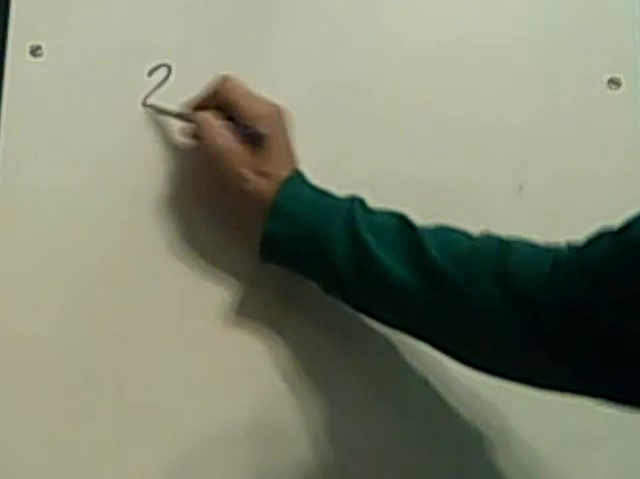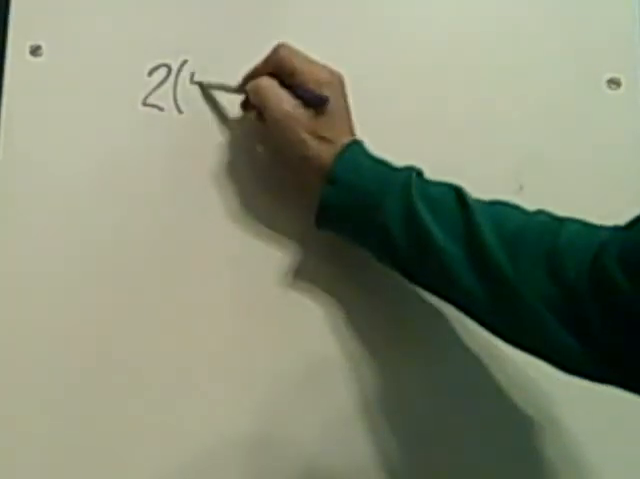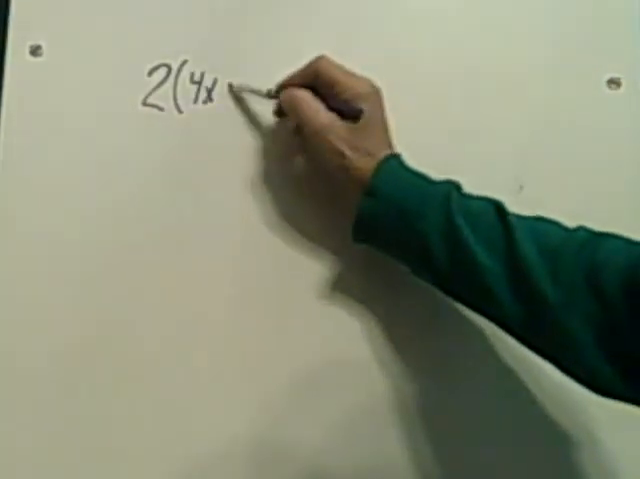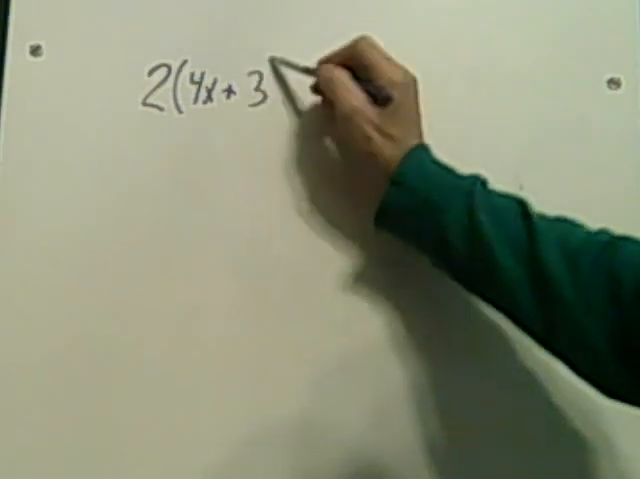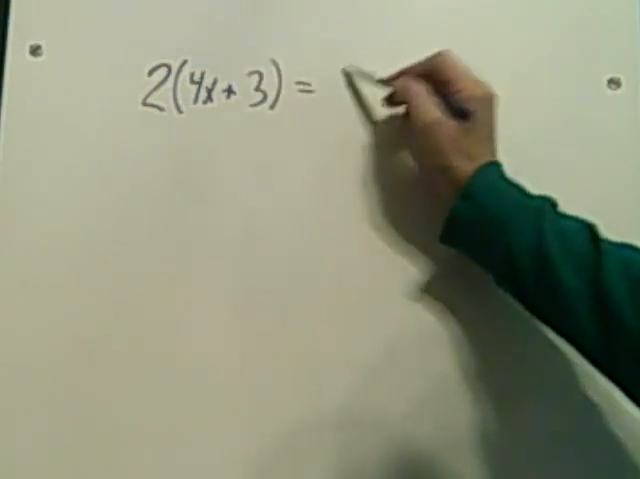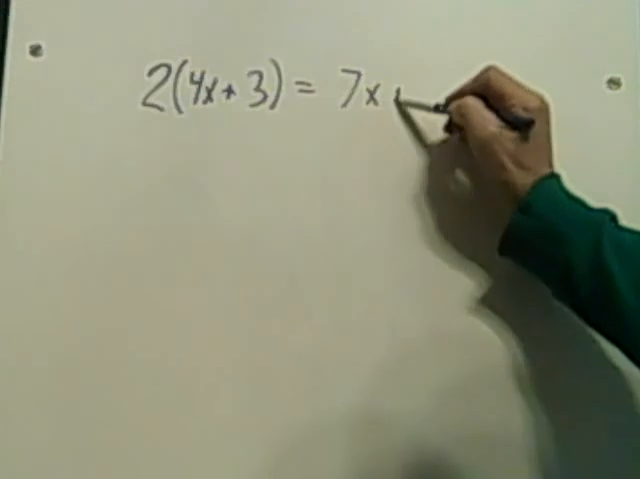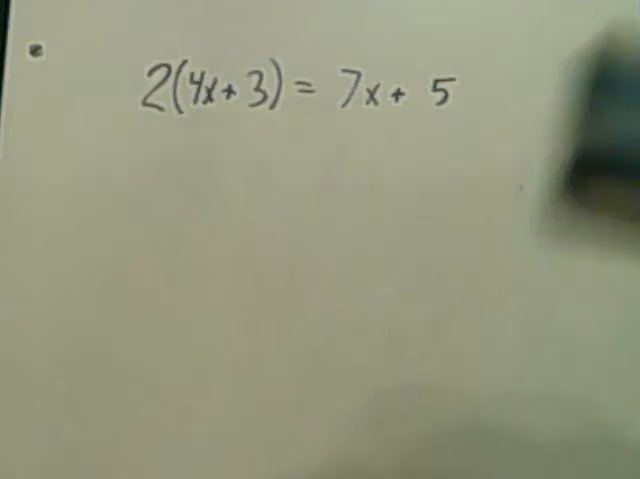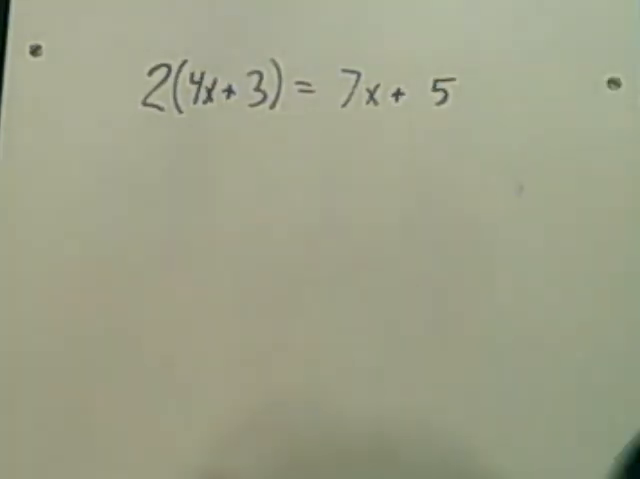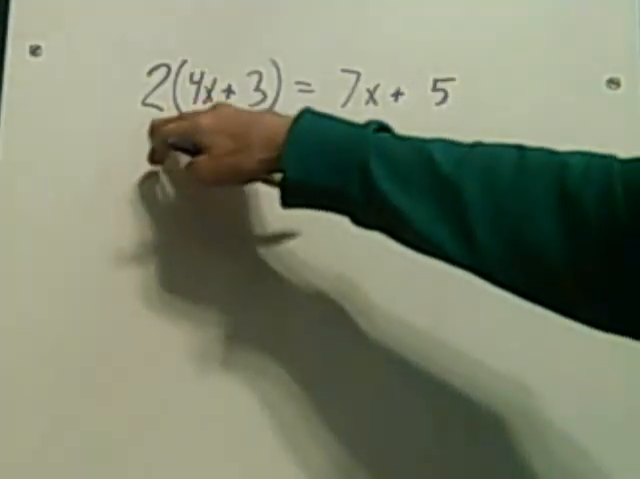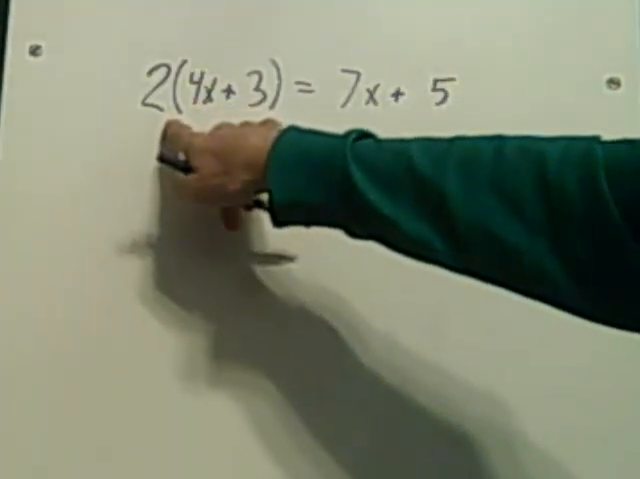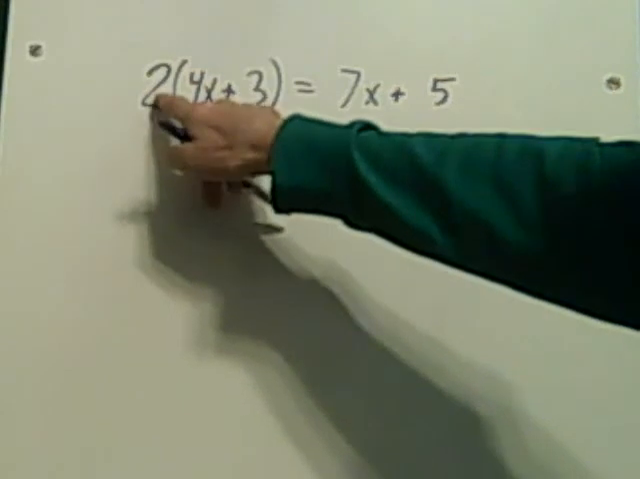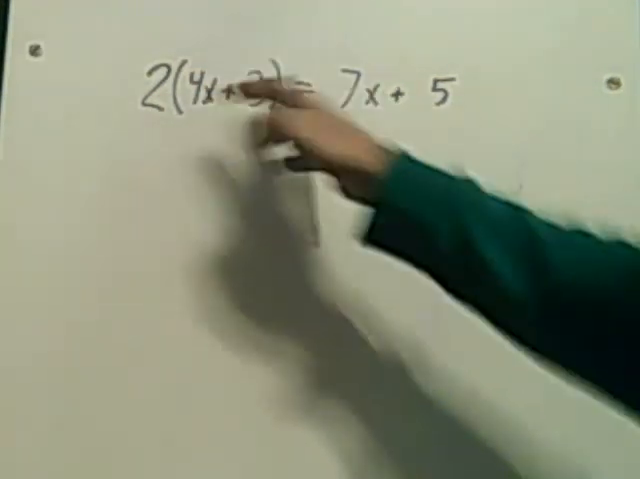Now we're going to go on to problem 30, which reads like this. 2 times 4x plus 3 equals 7x plus 5. Well, we're going to want to group terms together. But on this one, we've got a more complicated expression on the left-hand side at first. So we're going to multiply each of these by the 2, just so that we can group it more easily.